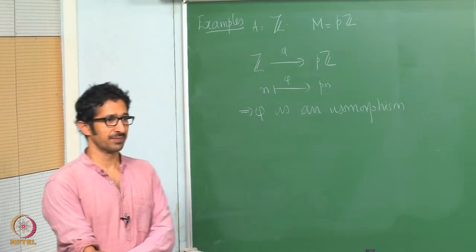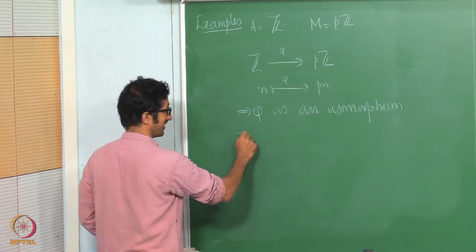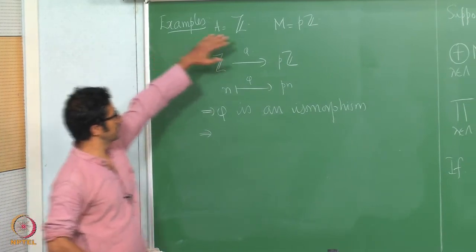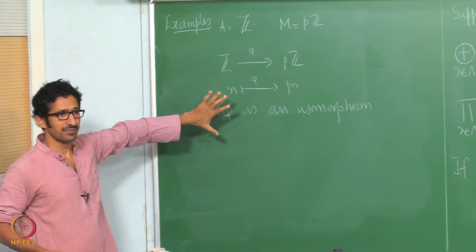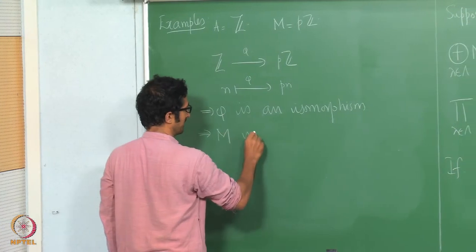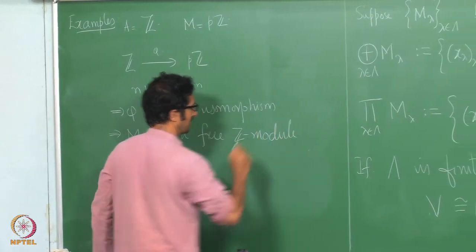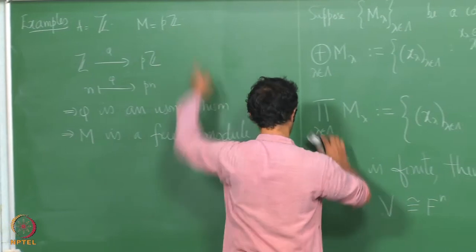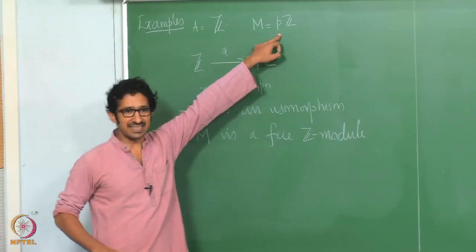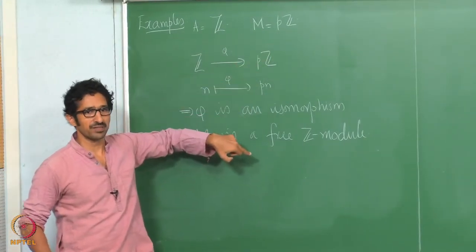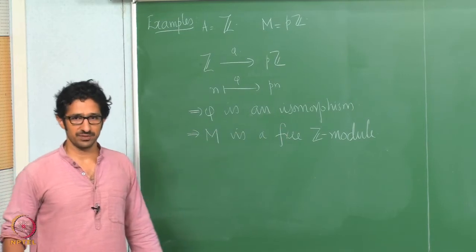So therefore, what does that say? What did we start with? We wanted to check whether M is free or not. So what does it say? M is a free Z module, right? Can you generalize this statement? Yes, if you take any n, that's going to be a free Z module. Every ideal is a free Z module.